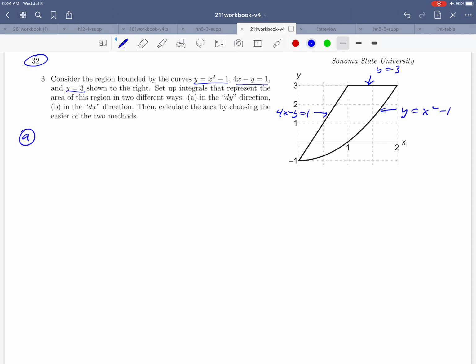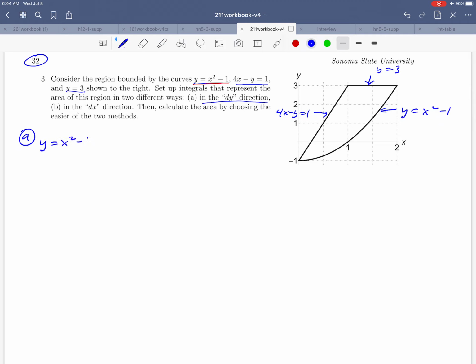Let's start with part A, integration in the dy direction. If we've got a dy in our integral, then dy is like the height of our rectangle, so what we're really talking about is the right minus left way of thinking about area between curves. That means we need to solve for x in terms of y to be consistent with the method that we developed. If we start with y equals x squared minus 1, what would that look like if we solved it for x?